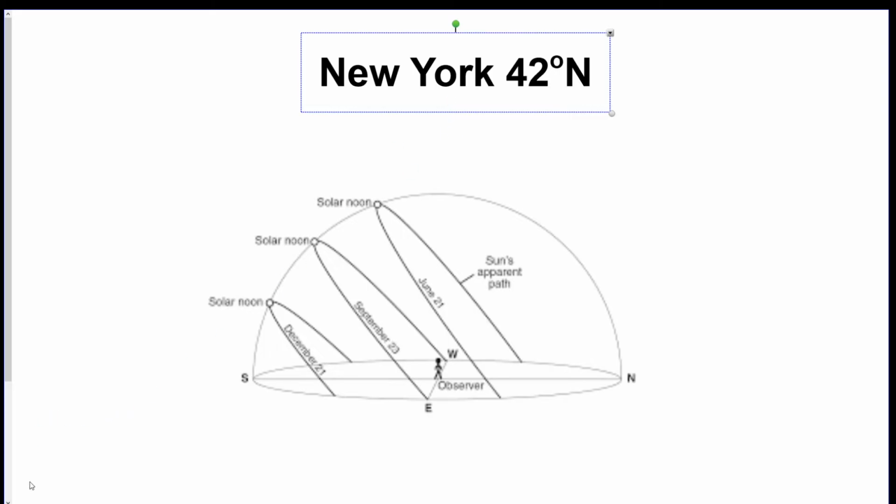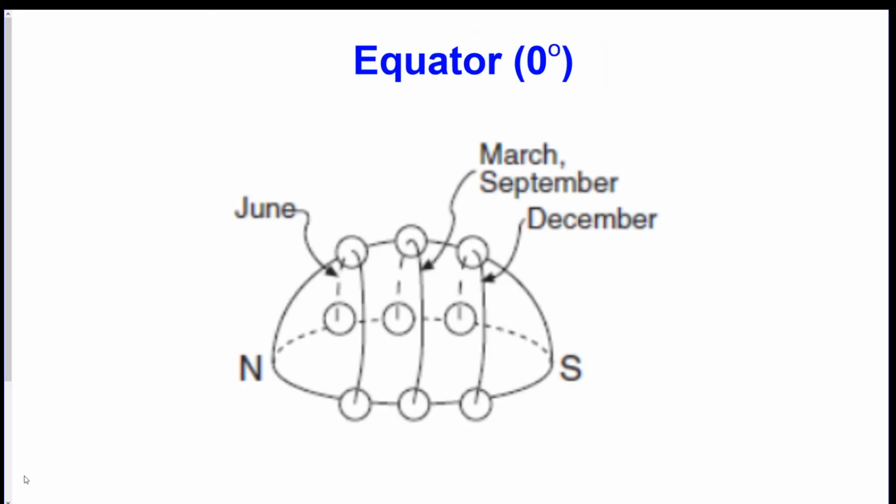So this is what New York generally looks like. This is the equator. So I'm not going to be making each path separately. You're just going to have to pretty much remember what we did in class and then add this as a little study guide. So the equator looks like 3 parallel arches.